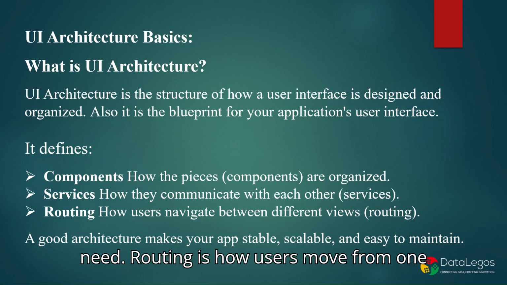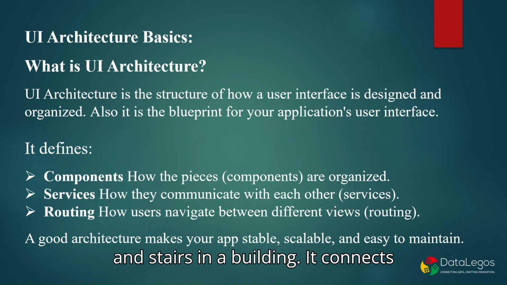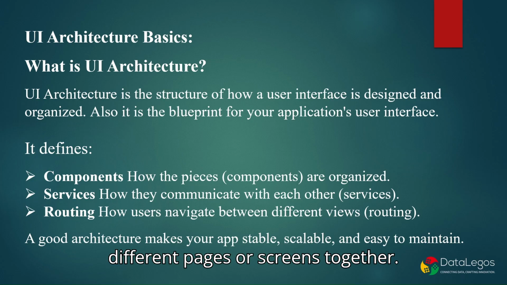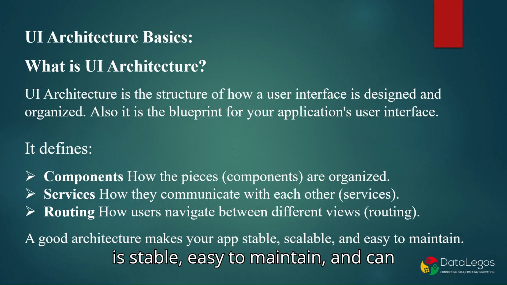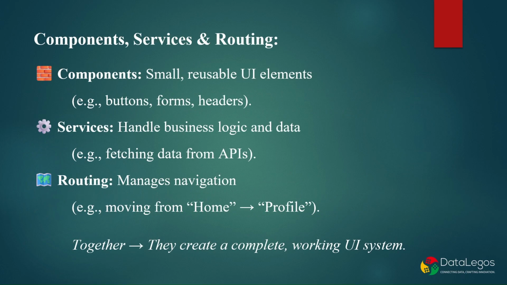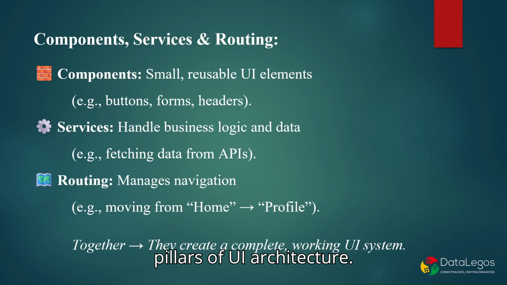Routing is how users move from one part of the app to another, like hallways and stairs in a building. It connects different pages or screens together. A good architecture ensures that your app is stable, easy to maintain, and can scale as it grows. Components, services, and routing. Now let's break down the three main pillars of UI architecture.